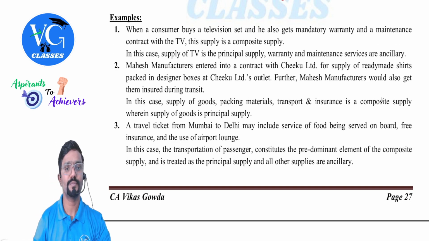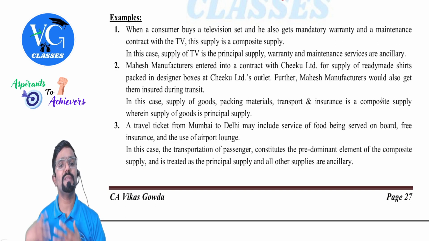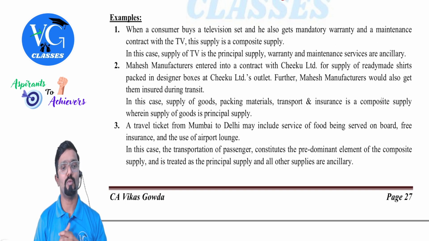Let us see. When a consumer buys a television set, he also gets a mandatory warranty and a maintenance contract with the TV. This supply is what? Composite supply. In this case, what will be the principal supply? TV. Warranty and maintenance will be what? Ancillary to it.